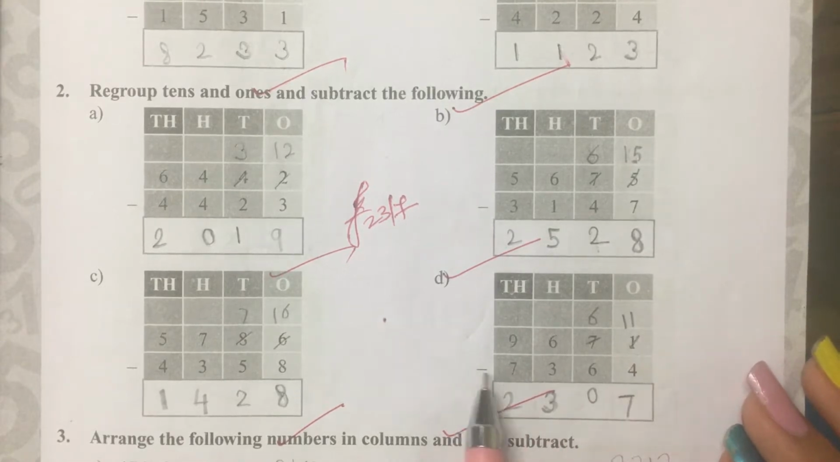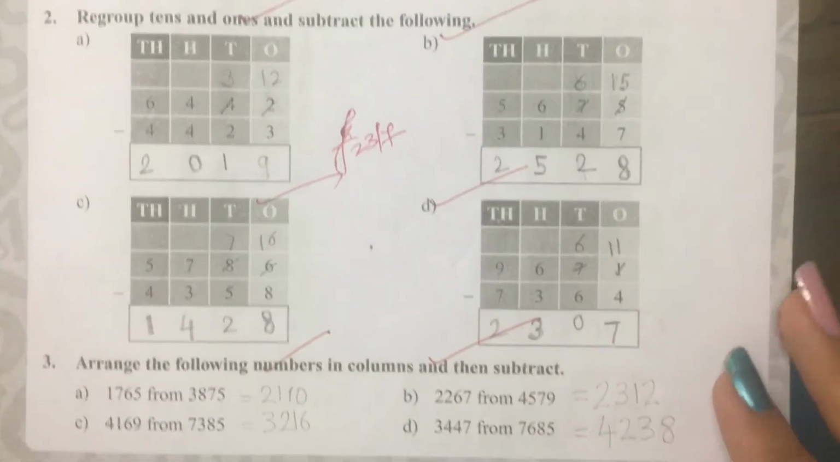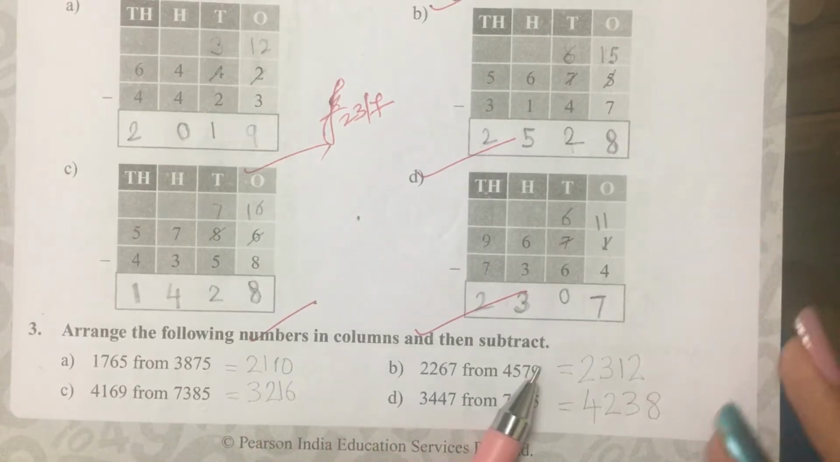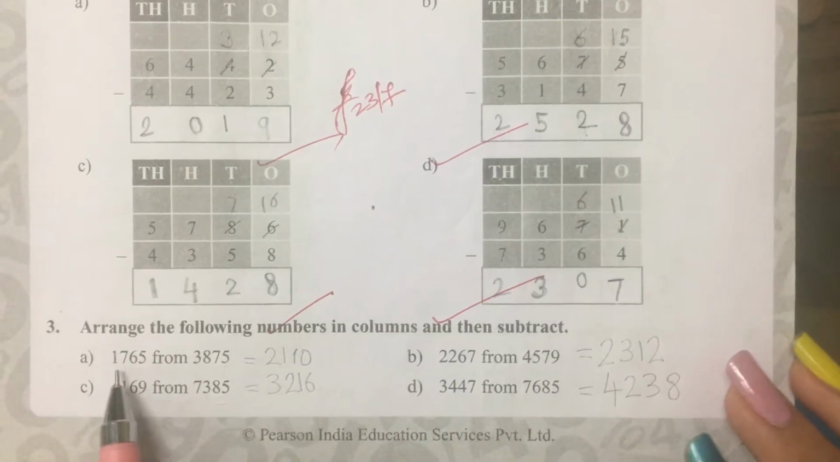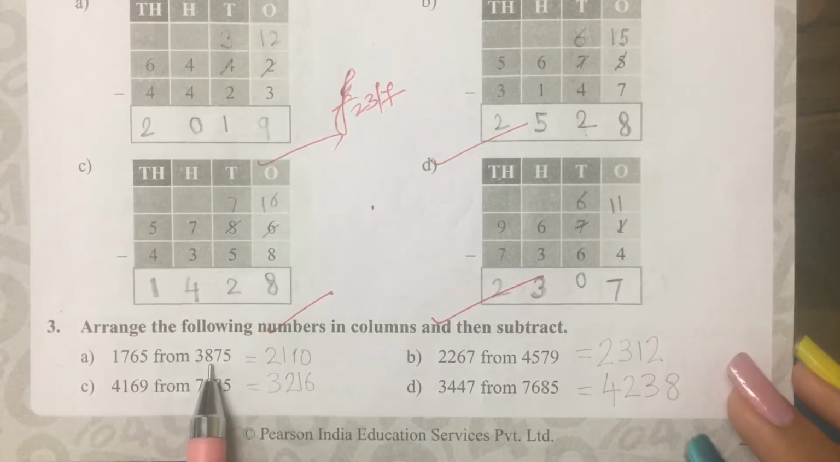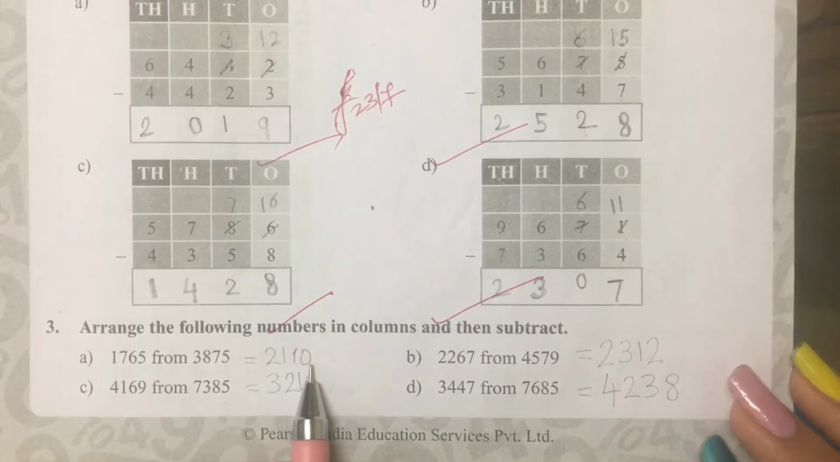And the last one, 9,671 minus 7,364 equals 2,307. Now arrange the following numbers in columns and then subtract. A. 1,765 from 3,875. The answer is 2,110.